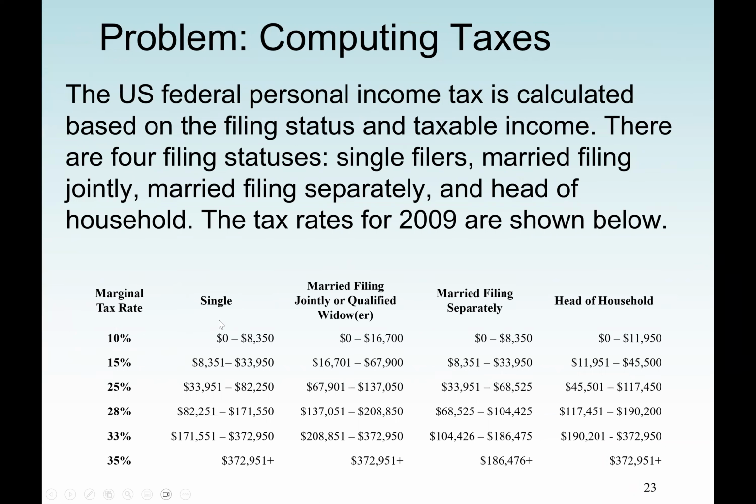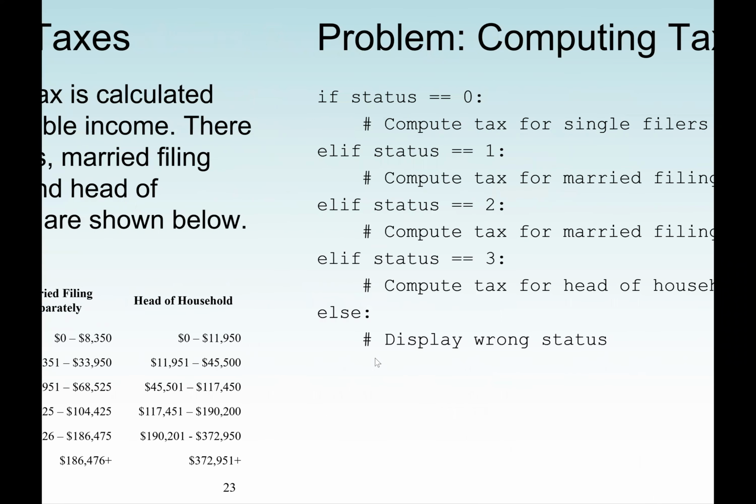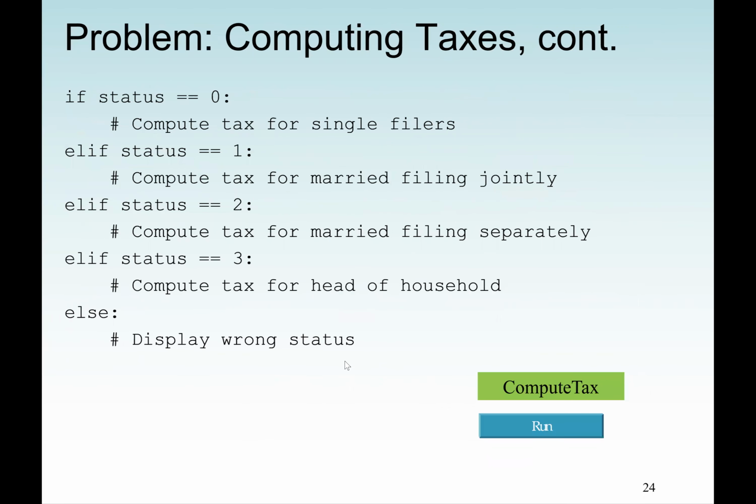So we did the first one for the single. Remember, we say 8350 times 10%. If the amount is up to 33,950, the first 8350 will be 10%, the rest will be 15%, and the rest going. So again, I'm going to end the lectures here and wish everybody the best.